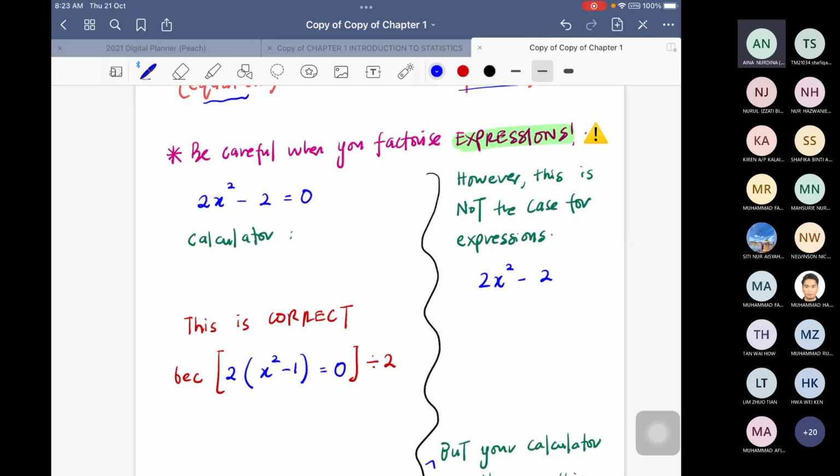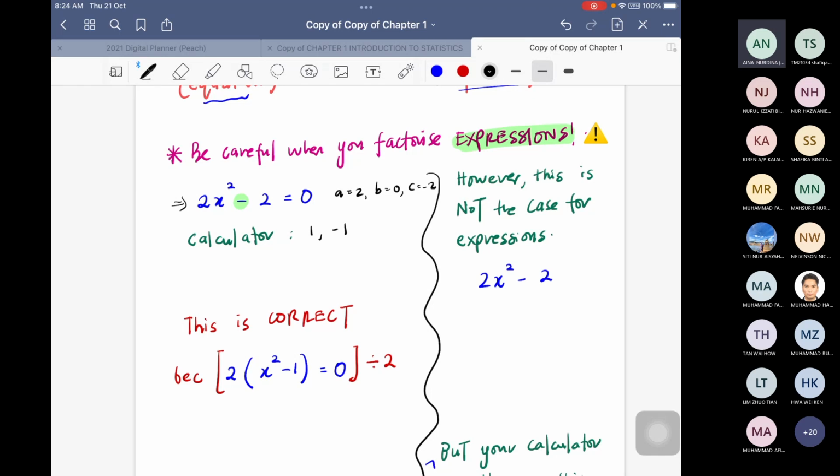Okay, katakanlah I add this equation. So I have an equation of 2x square tolak 2 sama dengan 0. So bila I masukkan dalam calculator untuk cari apa dia nilai x ni quadratic, I akan masukkan a sama dengan 2. So b sama dengan 0. So c sama dengan negative 2. Jangan lupa negatif ni. Okay, so c sama dengan negative 2. So when I put those values into the calculator, I akan dapat 2 nilai sebab dia quadratic. So nilai yang pertama I akan dapat adalah 1. So nilai yang kedua adalah negative 1.